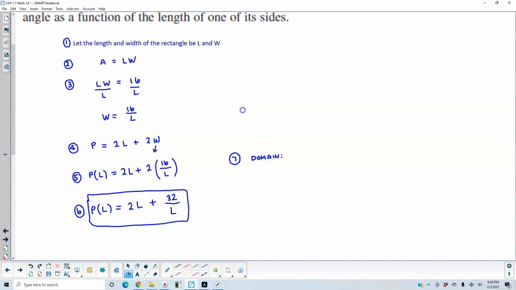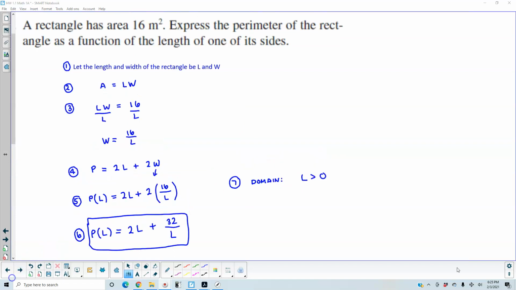Well, we can see that L is in a denominator, so it cannot be equal to 0. That means L has to be greater than 0, because you can't have a negative length or perimeter. So if we write this in set builder notation, it's L such that L is greater than 0, or in interval notation we can say parenthesis 0 going towards positive infinity.